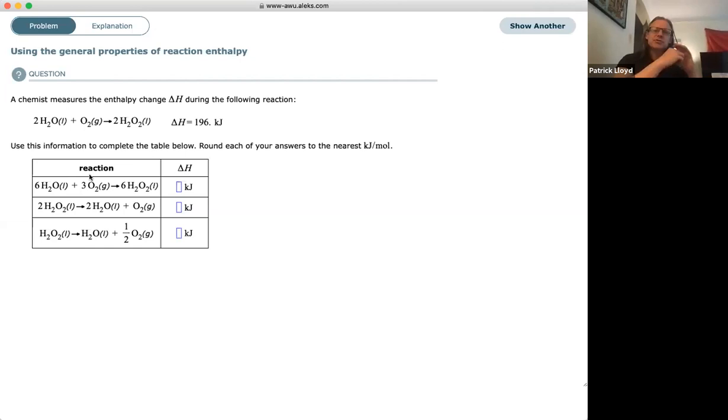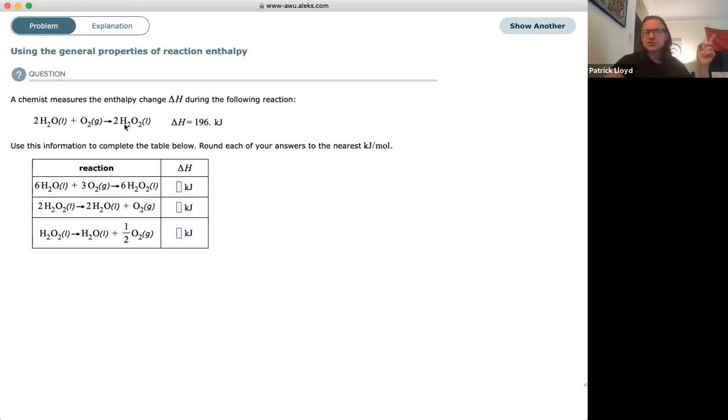Really, this is a very simple problem. What they're asking you to do is to take the given thermochemical equation with the delta H value. This is all given here. And then they're asking you to do something to the equation. You're going to change this equation in some way. And there's only really 2 ways you can change it.